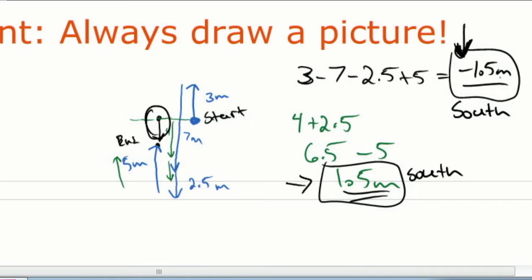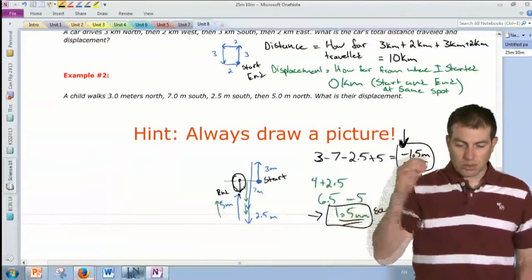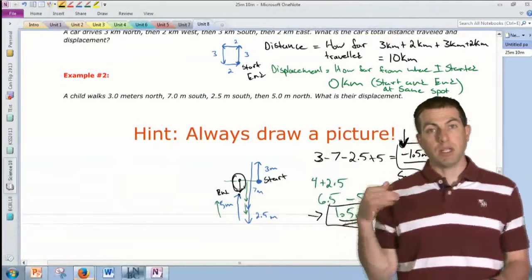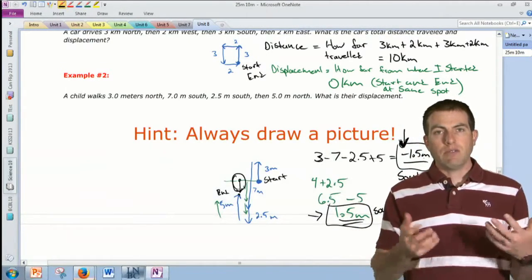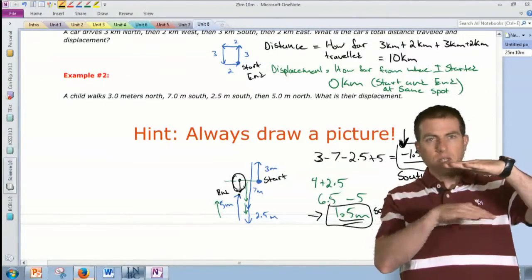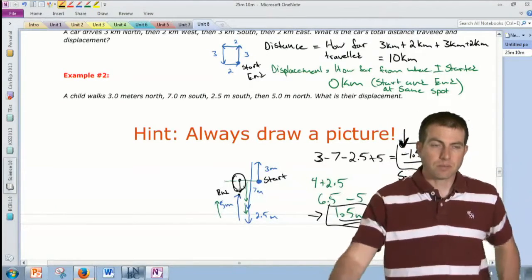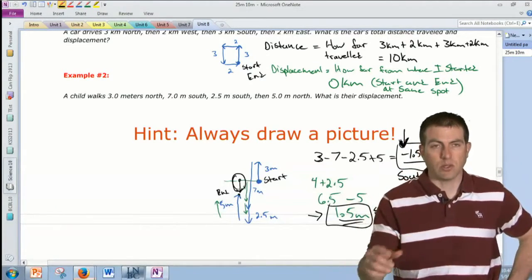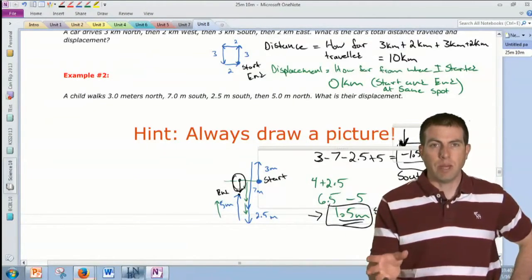Why do I insist you draw a picture though? Well, if you were to go 3 minus 7 minus 2.5 plus 5, you end up with negative 1.5. What does that really mean? If you've drawn a picture, you can see that you've started here and then you've ended just a little bit below where you started. So it's really obvious in the picture to figure out exactly what's going on. So that's why the picture is important, and the picture goes along with the math.